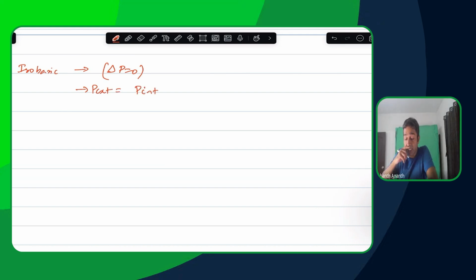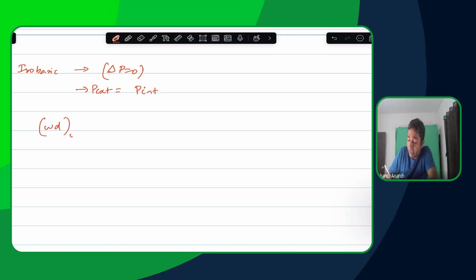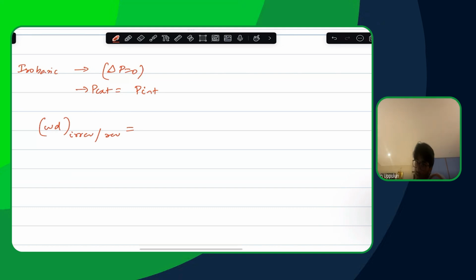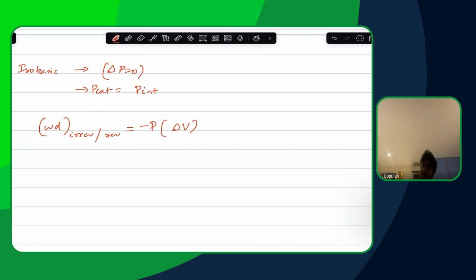Meaning we end up having, in this particular case, work done. Whether it is irreversible or reversible, it works out as what? P delta V. Minus P delta V.